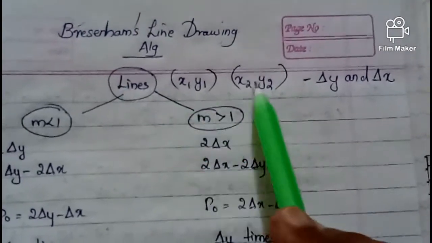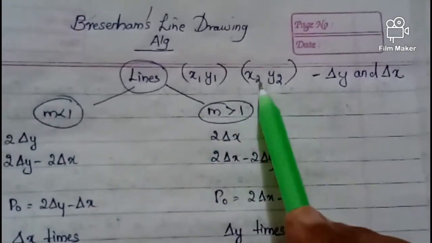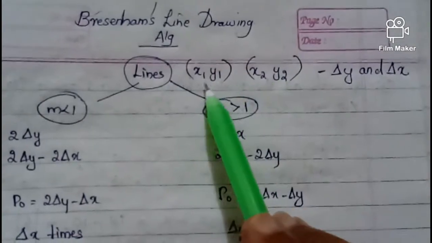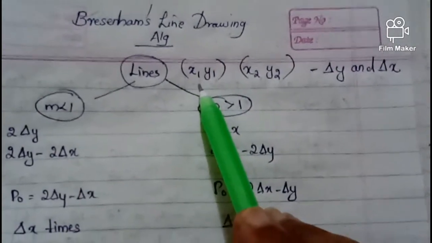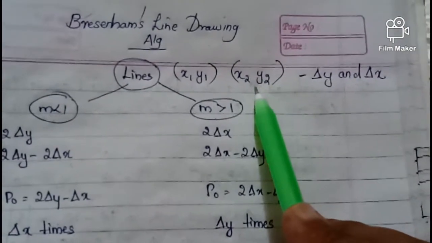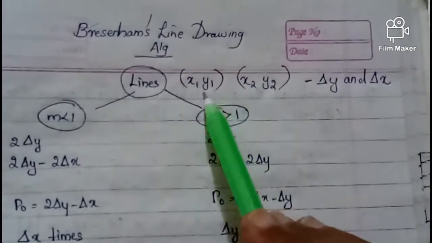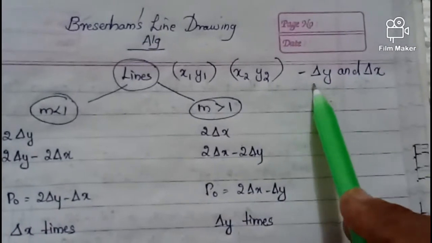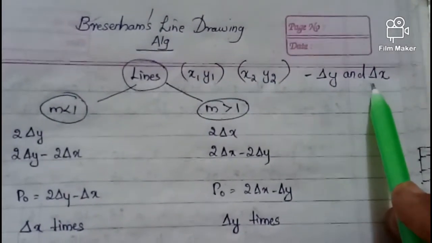Initially you will be given 2 points. These two are the line end points. This is the starting end point represented as x1 y1 and this is the ending point represented as x2 y2. Using these 2 points you have to compute the value of delta x and delta y.